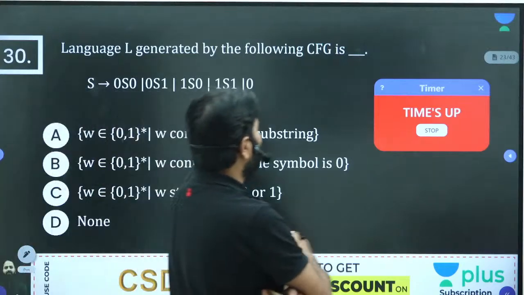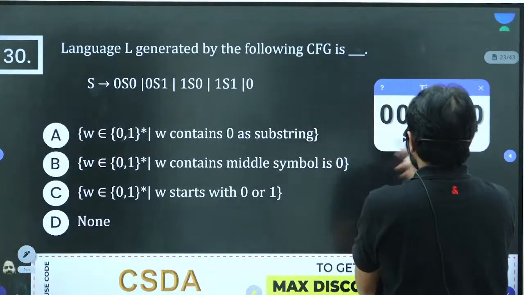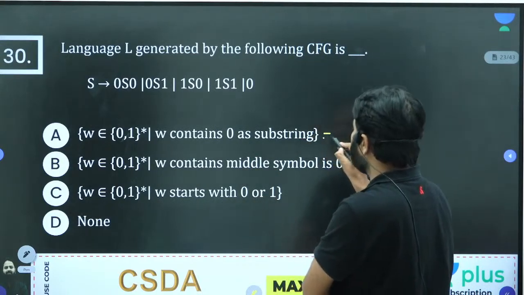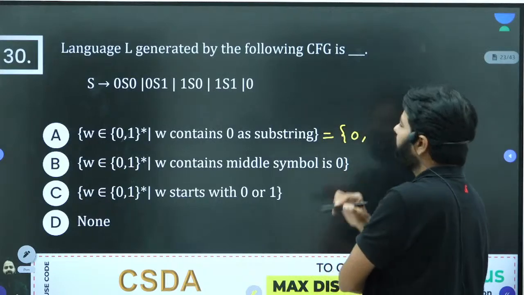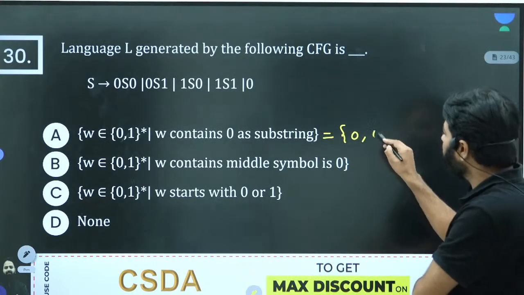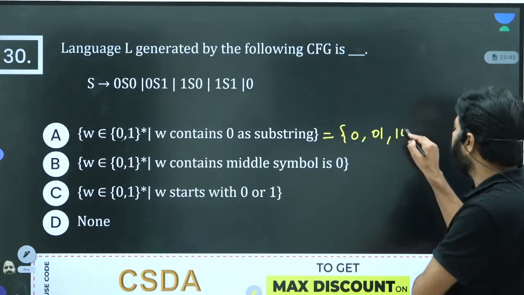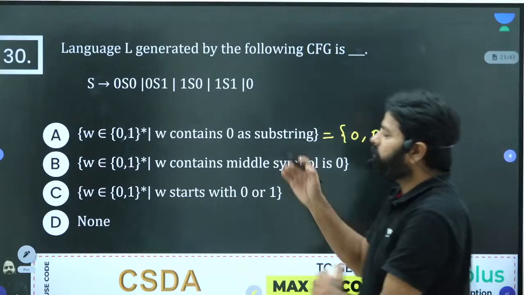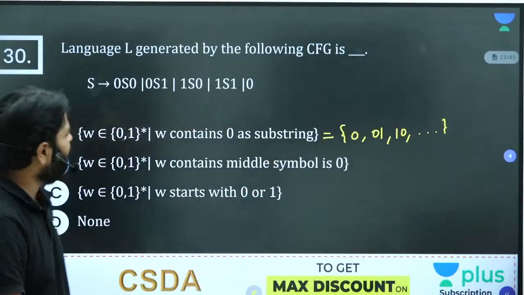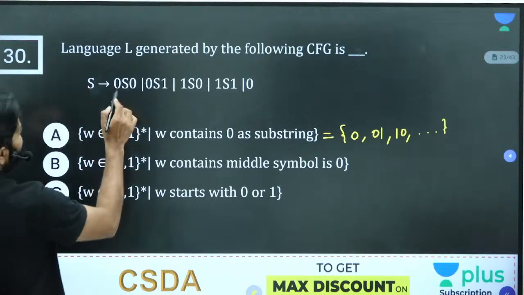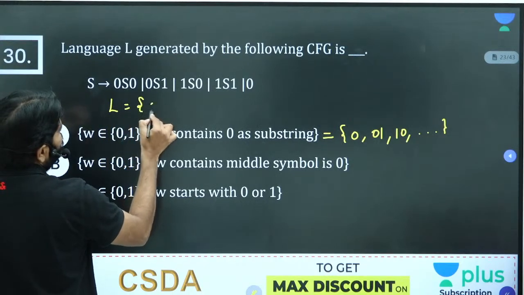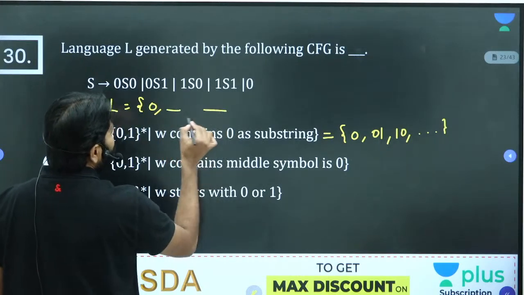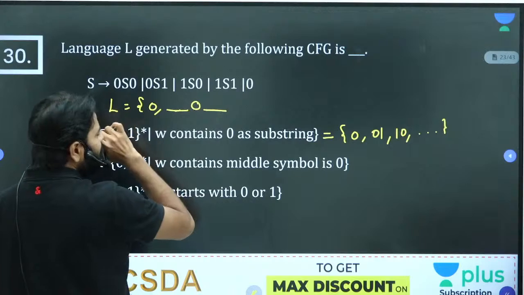So, one interesting question right now. It looks like if you have a 0 as a substring, then 0 should be generated, 0 1 should be generated, and 1 0 should be generated. But is it generating? No. Before choosing option A, carefully look at the question: this grammar generates 0, then whatever you have here doesn't matter, but the middle symbol is definitely 0.